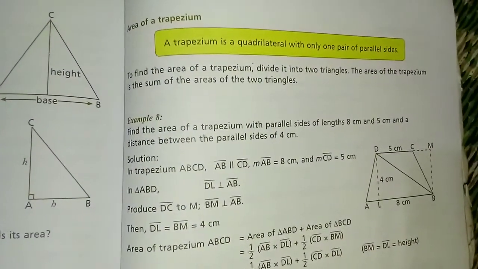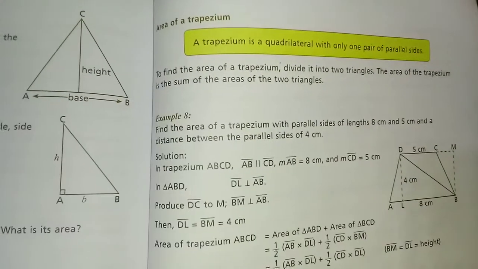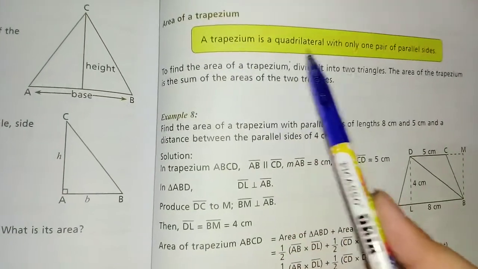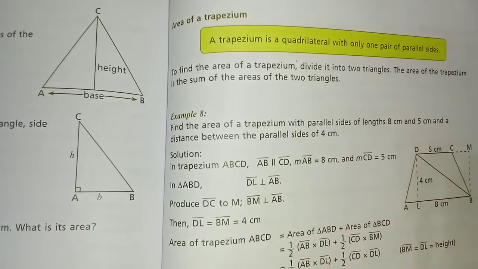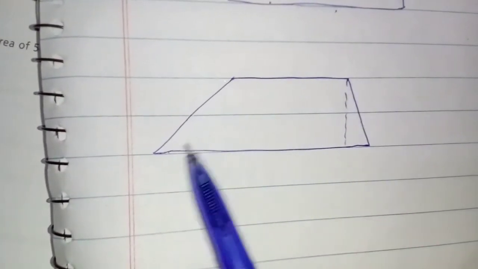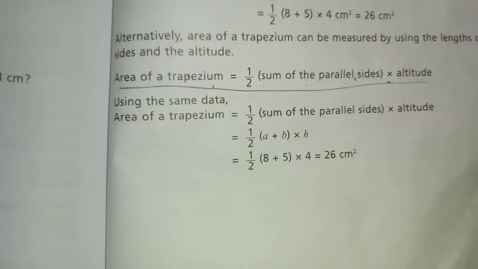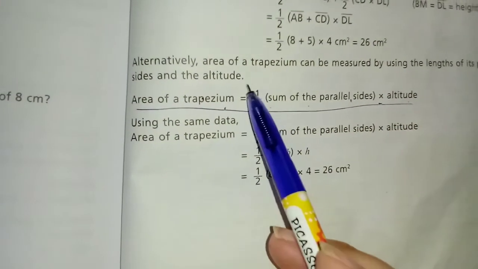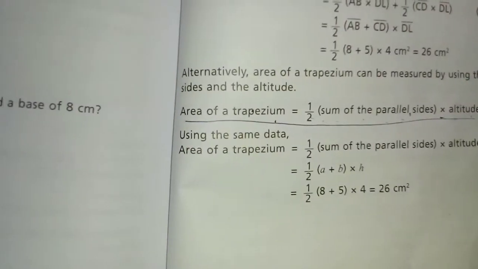Area of a trapezium. But what is a trapezium? A trapezium is a quadrilateral, and a quadrilateral has 4 sides and 4 angles. A trapezium is a quadrilateral with only one pair of parallel sides. This figure is a trapezium because it has 2 parallel sides, and this is the height of the trapezium. So area of a trapezium is equal to 1/2 the sum of the parallel sides multiplied by the altitude.